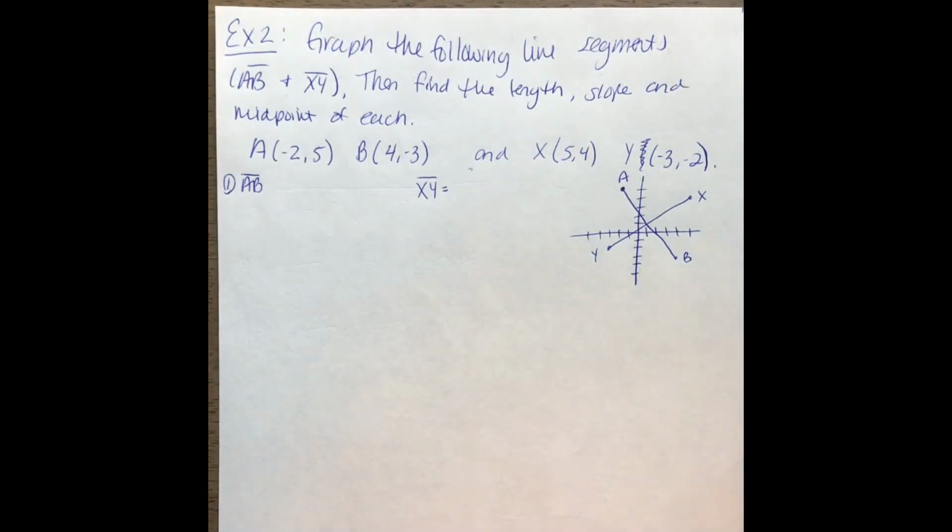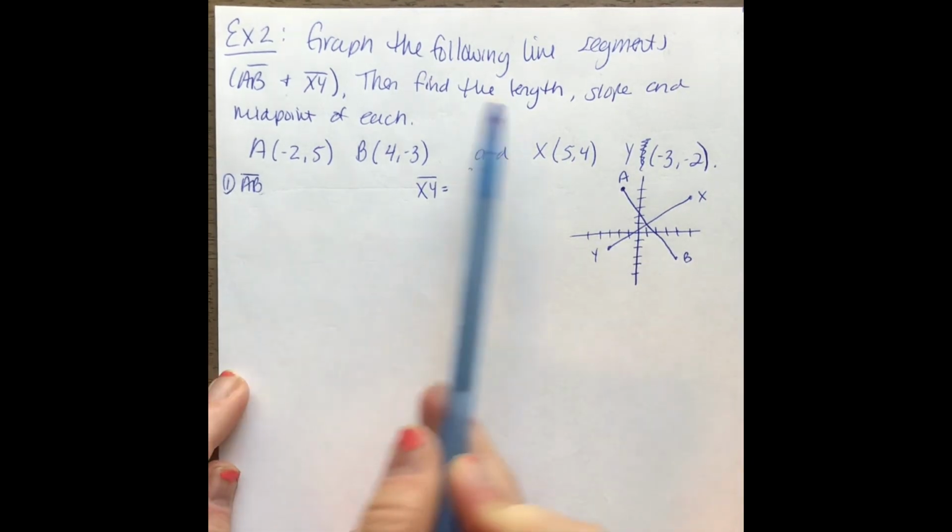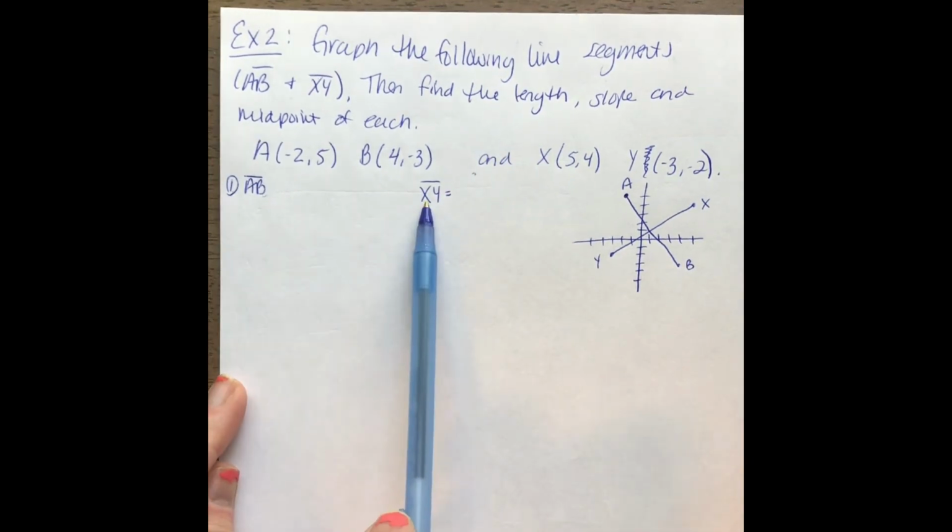Our second example, this time we have to graph the following 2 line segments, AB and XY, then find the length, the slope, and the midpoint of each of them. So we're going to do the same stuff that we've done before, but we're going to have to do it with 2 line segments for this problem. So I first am going to find the length of each. So here's AB and here's XY.